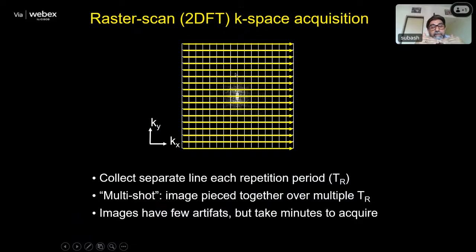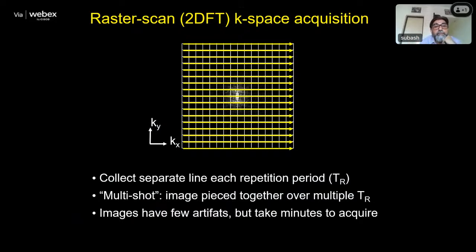You apply a selection gradient, select a slice, then apply a frequency encoding gradient, and apply one step of phase encoding. So one line of data is covered. Then you increase the phase encoding, take the second line, third line, fourth line, fifth line, depending on the number of lines you have in the image matrix you have selected. So many steps of phase encoding will have to be acquired to acquire the whole data.